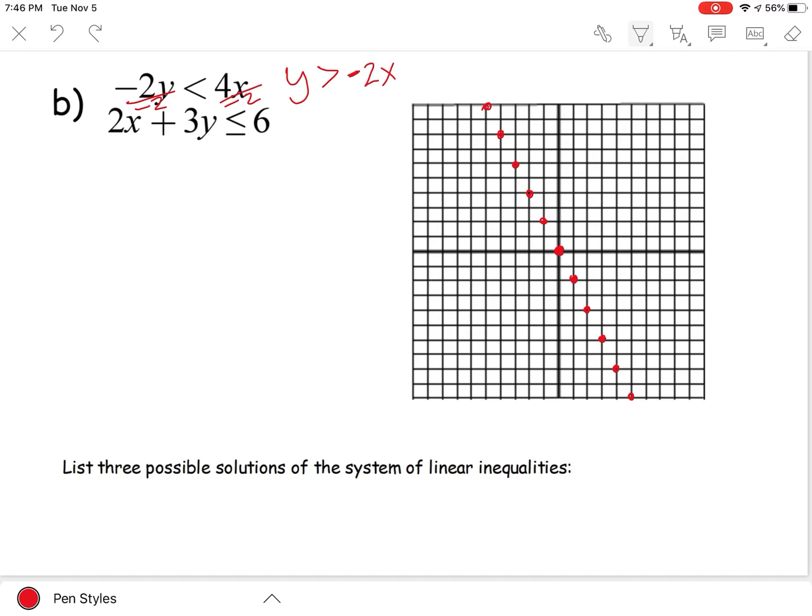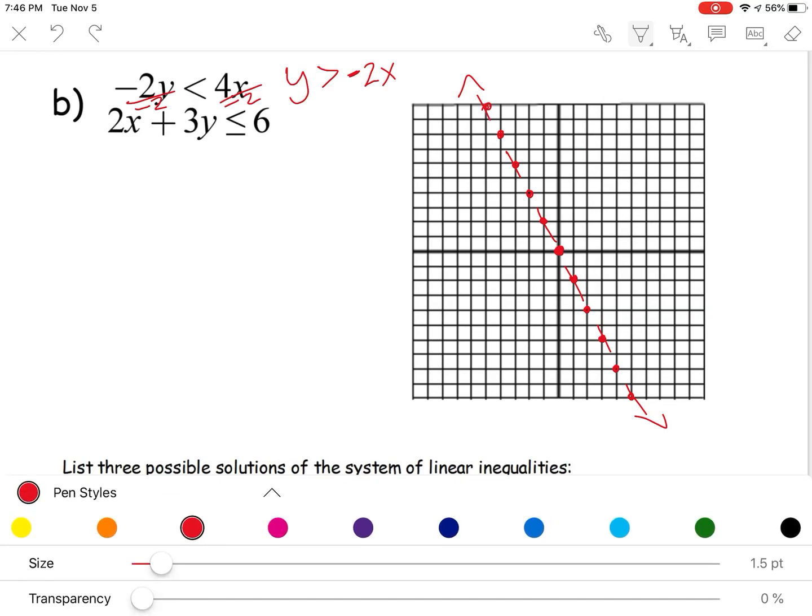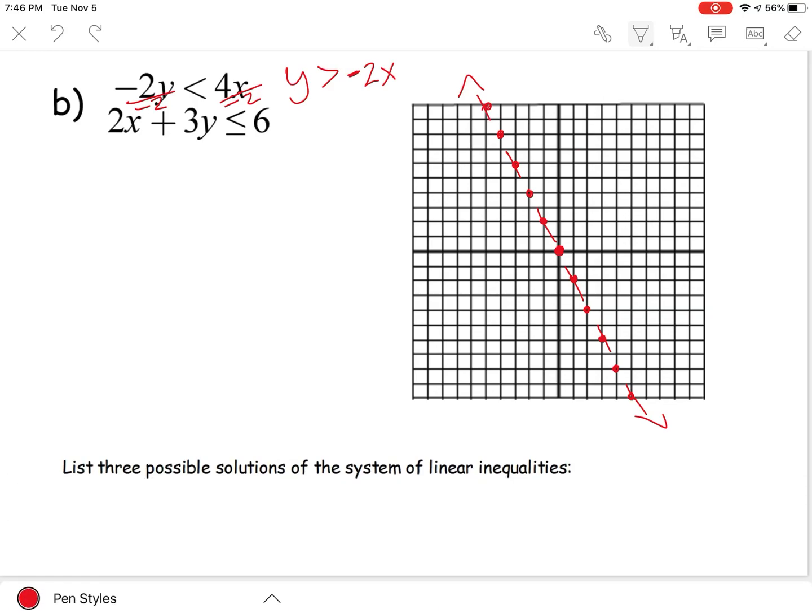Looking at our sign, it is not equal to, so we'll just have a dashed line. We'll dash our line in very lightly, and then we just need to decide what area to shade. We could test a point. Notice that we can't test the origin because our line is on the origin, so I'm going to pick the point 1, 1 to test.